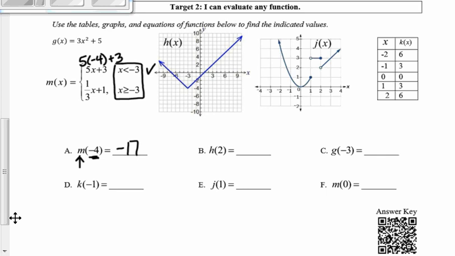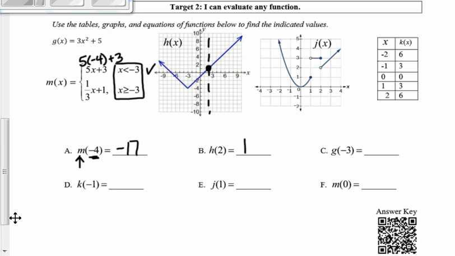Same idea here on B, we're doing h of 2. So I'm going to go to the h function, which is that first graph, and the input value is 2. So if you look at where the input value is 2, where x is 2, it's along that line. It intersects with our function right there. And remember, our answer is always the output. So the output at that point is 1. The y value is 1.